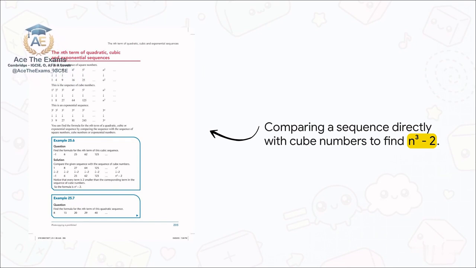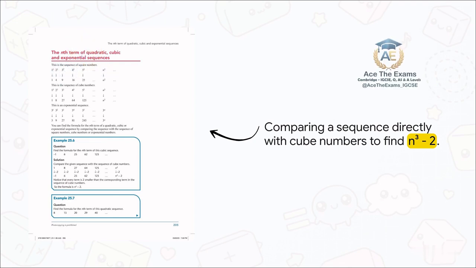The trick here is comparison. If you line this sequence up directly beneath a sequence of pure cube numbers, 1, 8, 27, 64, a pattern instantly emerges. Every single term in our mystery sequence is exactly 2 smaller than the pure cube sequence. Therefore, the formula is simply n cubed minus 2. See? We crack complex patterns by finding their relationship to known templates.